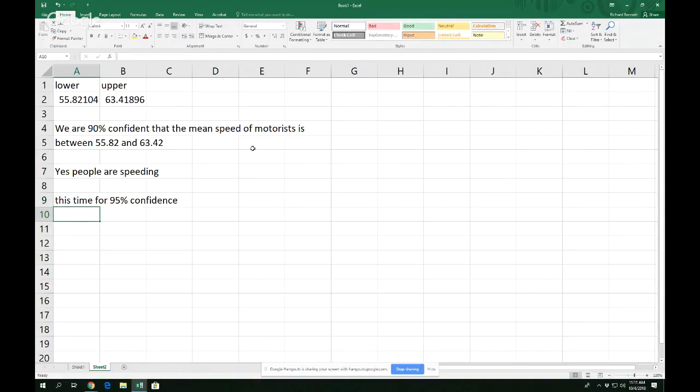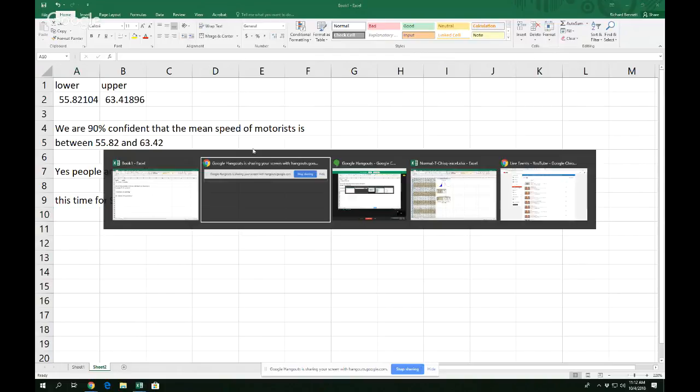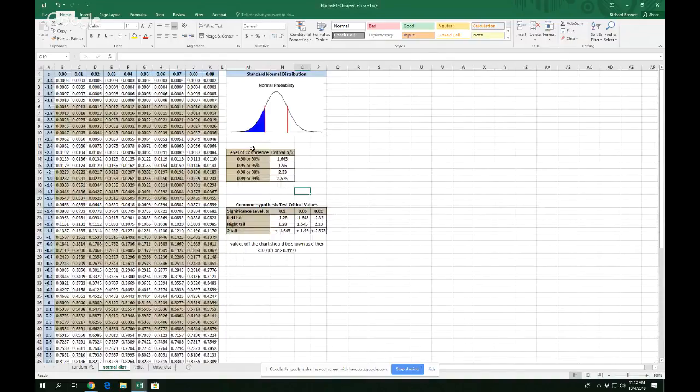Now I need to look up my z sub alpha over 2. Everything's the same that I wrote on the board, except for my z sub alpha over 2 this time for 95% confidence. Let's look at our chart here. How do you figure that out without looking at the chart? You can't figure it out without looking at the chart. So for 95% confidence, what's my critical value? 1.96, which is very close to 2.